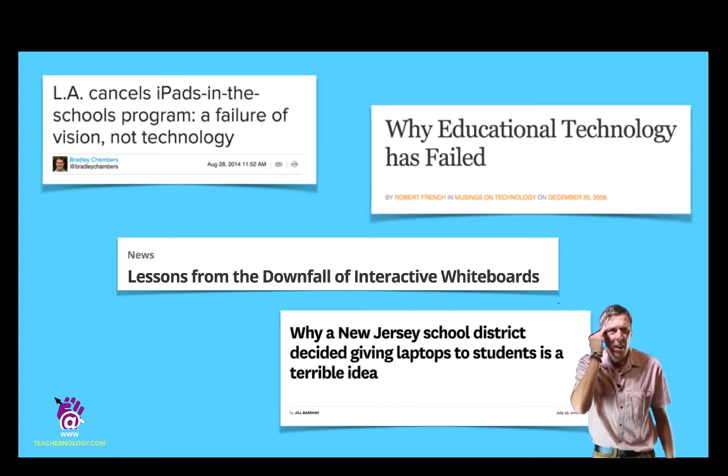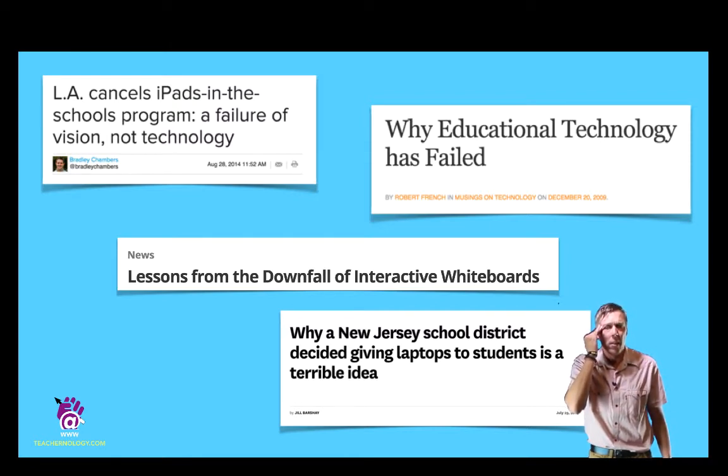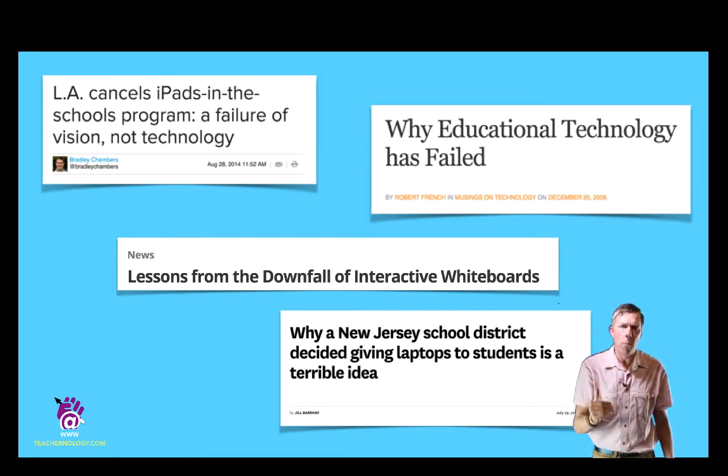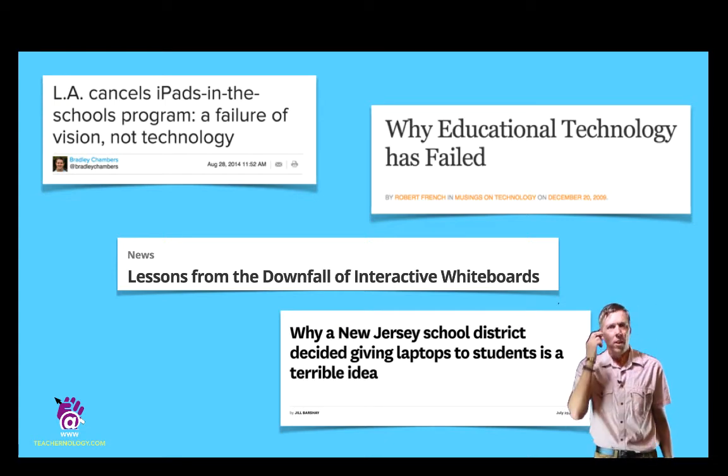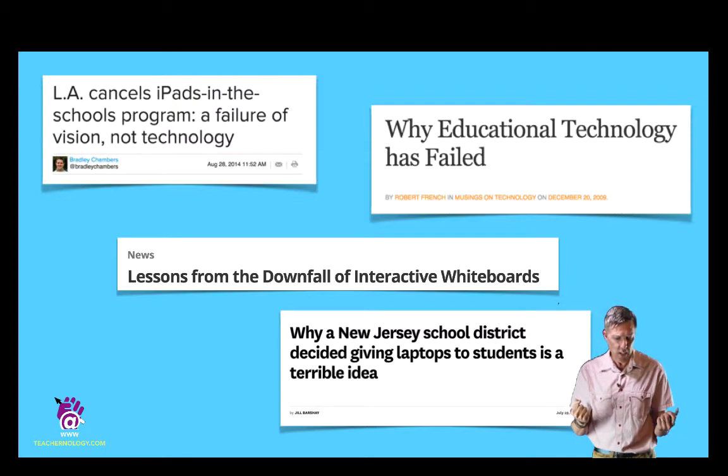What's going on? What is going on? Why are we seeing so many reports of failures, but then other times you see, no, it's great. Technology is great in the classroom. It's making a huge difference. I don't get it. Why are we seeing failure and success? What's going wrong?